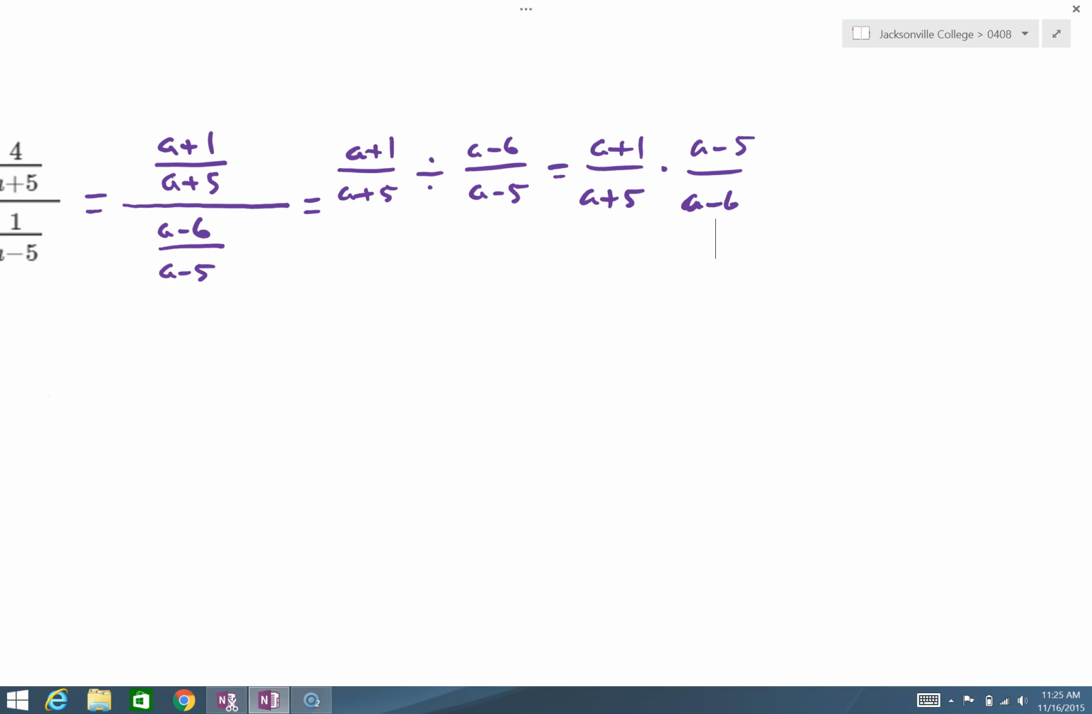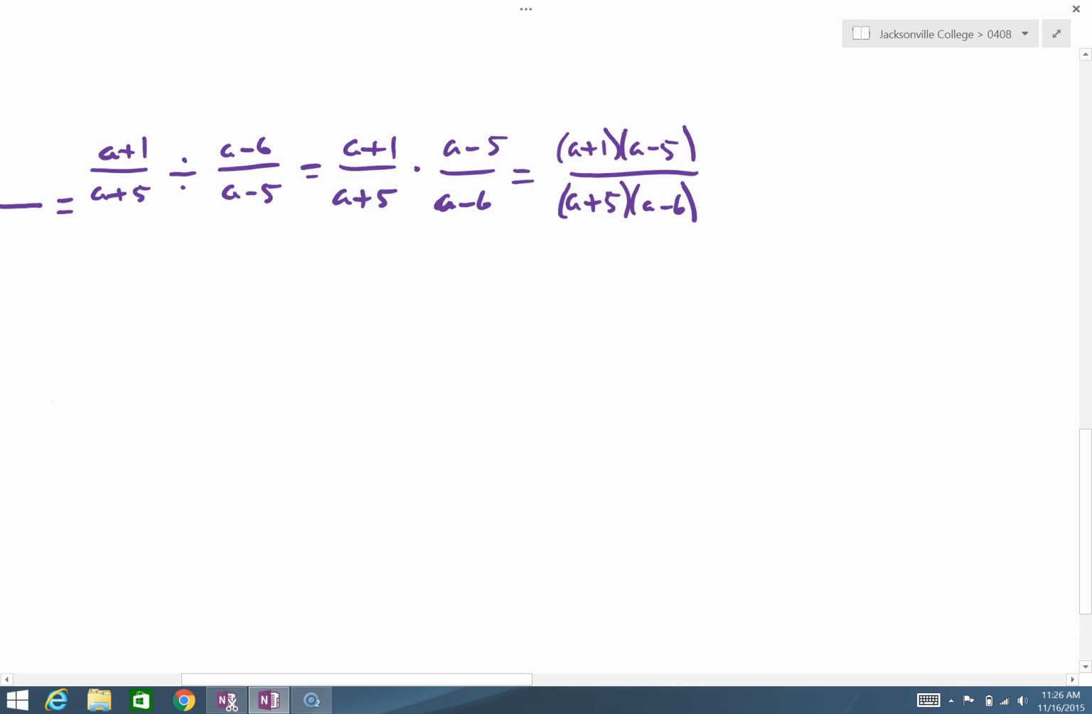Now I can multiply these together. One way I could simply do is just connect these parentheses, a plus 1 times a minus 5 over a plus 5 over a minus 6. Well, now this could be an answer here, but I'm going to distribute these.